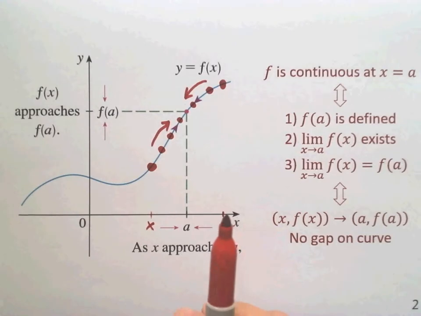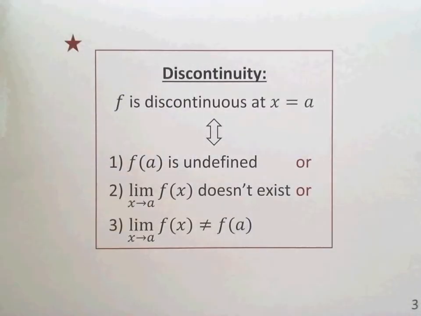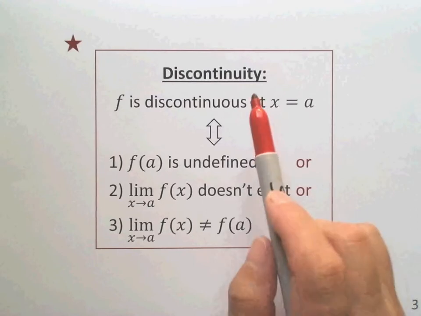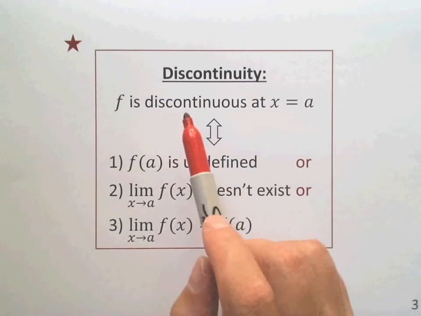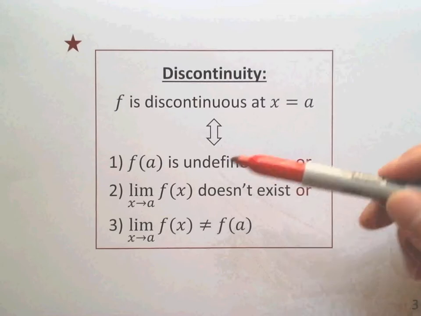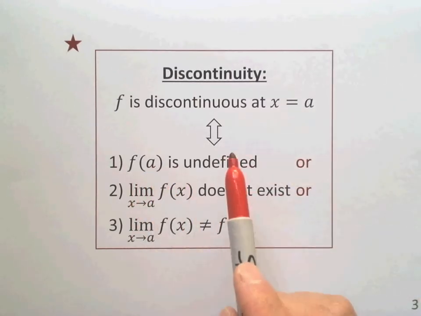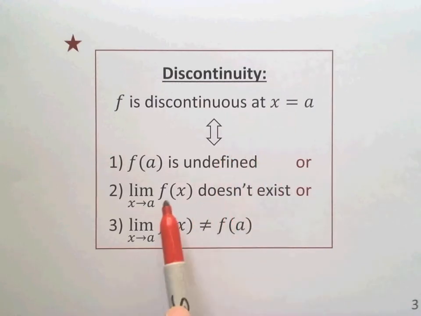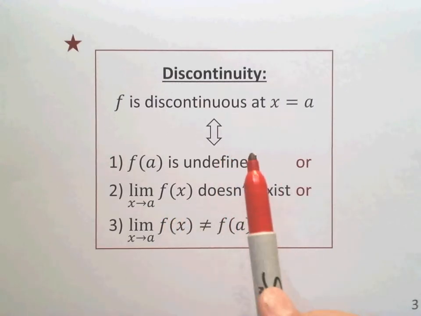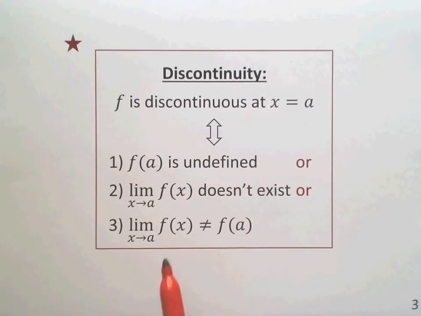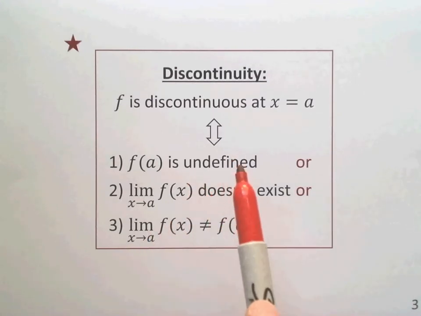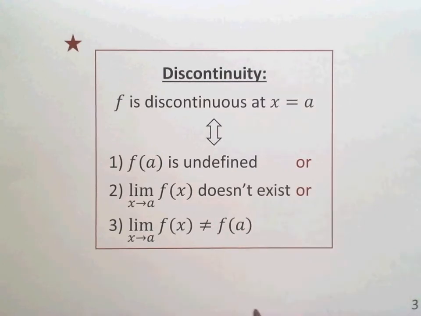So what does discontinuity mean? Of course, this is the opposite. We say f is discontinuous if any of conditions 1, 2, or 3 fails. Either the function is not defined, and we see a gap, or the limit does not exist, and you also see a gap, or even if the limit exists, the limit does not equal the value of the function at a, which means the limit does not approach that point. That point jumps to another place. So discontinuity is just the opposite of continuity.